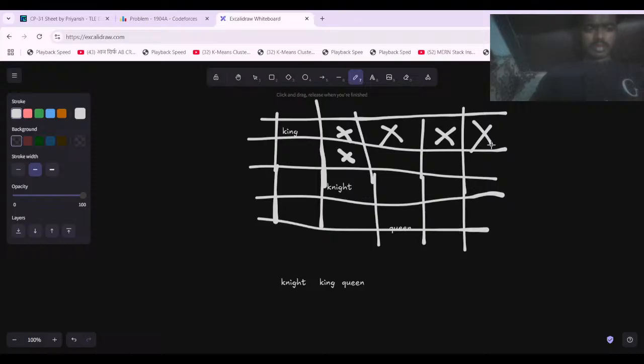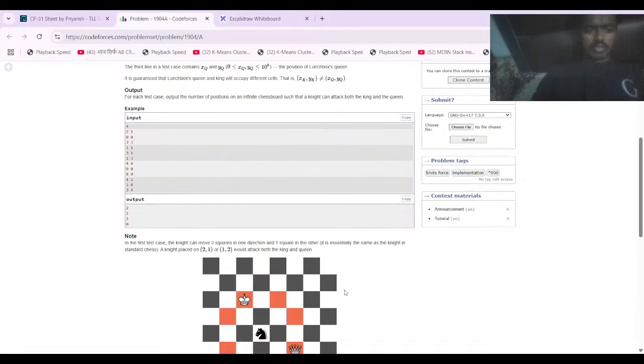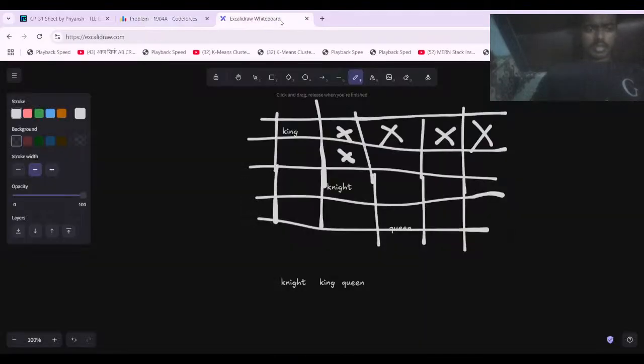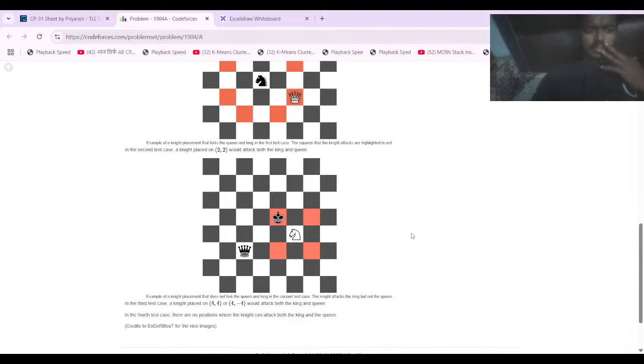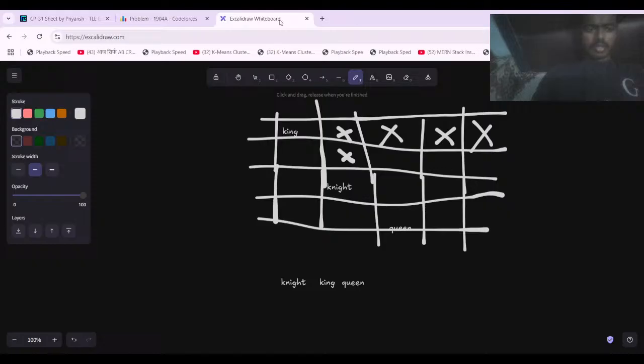It moves a tiles in one direction, b tiles in the other direction. Now, what they are asking is, since we have an infinite chessboard, expanding in every direction, the initial places of the king and queen are given, and the knight kept somewhere can attack both the queen and the king.